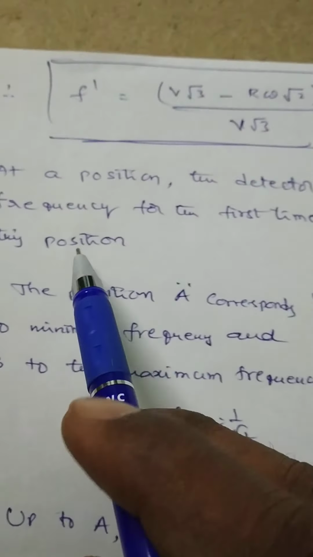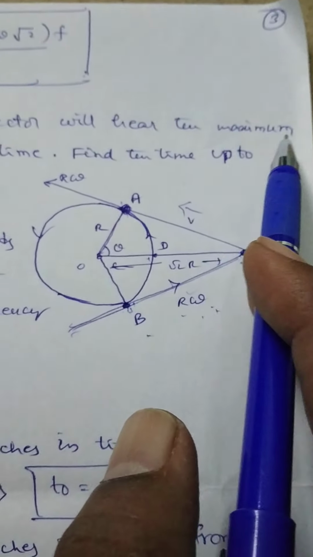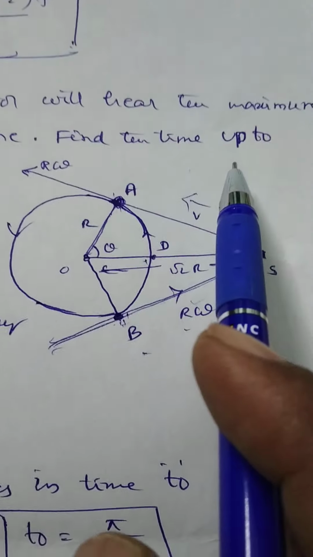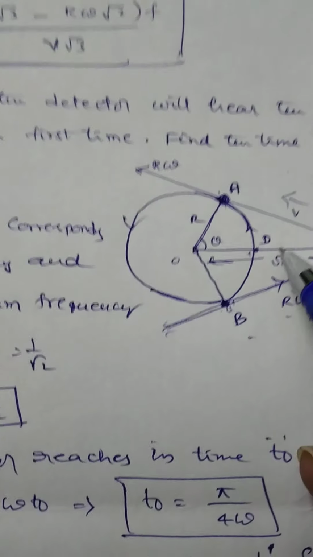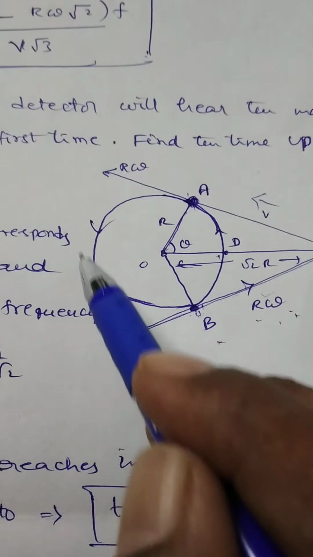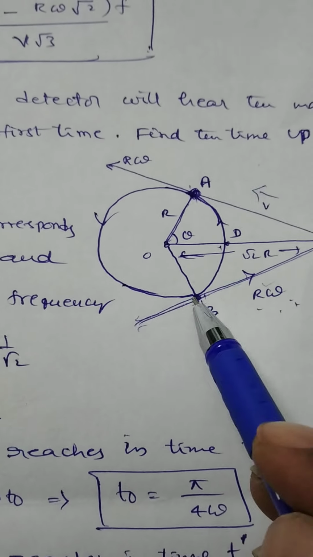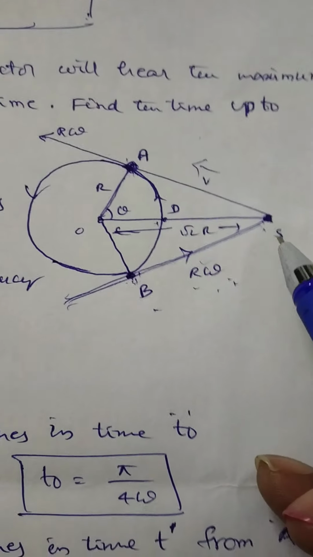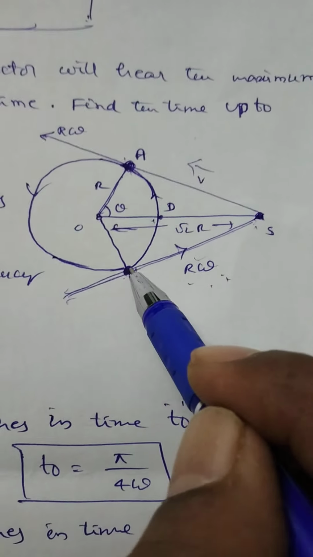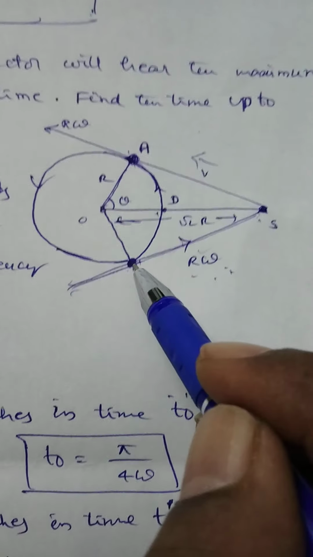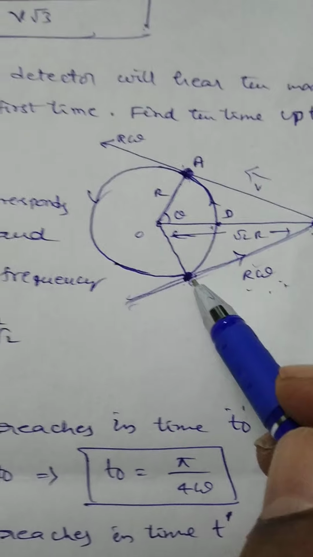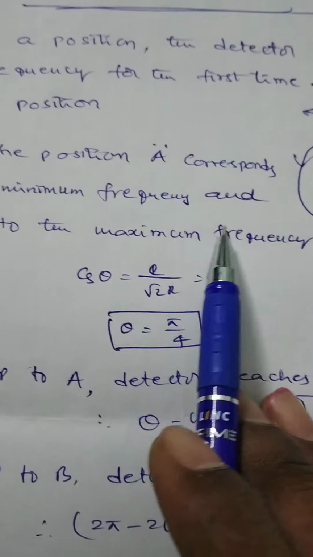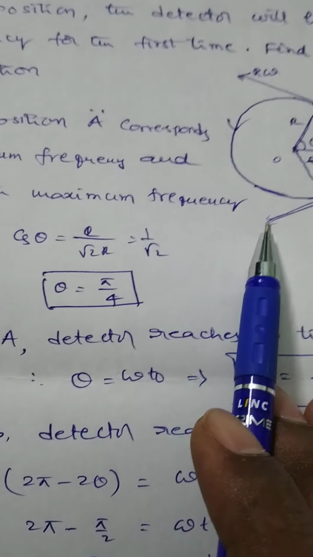Let us calculate when the detector will hear the maximum frequency for the first time. Find the time up to this position. Let us calculate the total time taken from D to B. Only at B will the person hear the maximum frequency. Here, this is the position of the observer B, and this is the position of A. So at the point B, the observer can hear the maximum frequency, right? The position A corresponds to the minimum frequency and B to the maximum frequency.